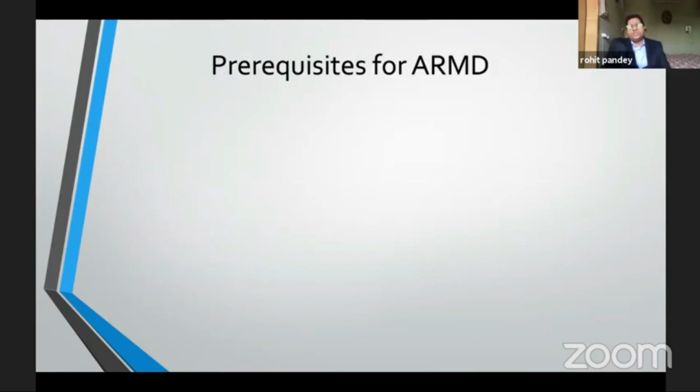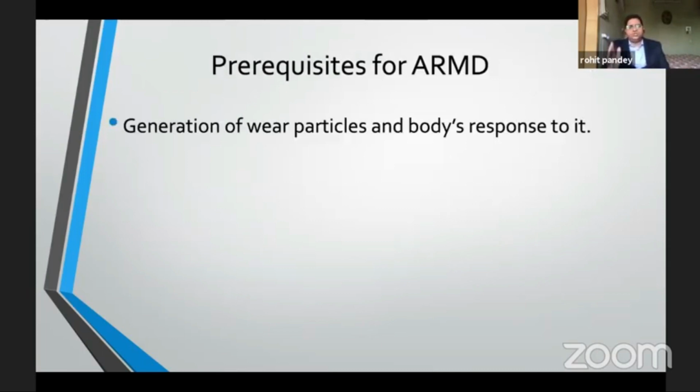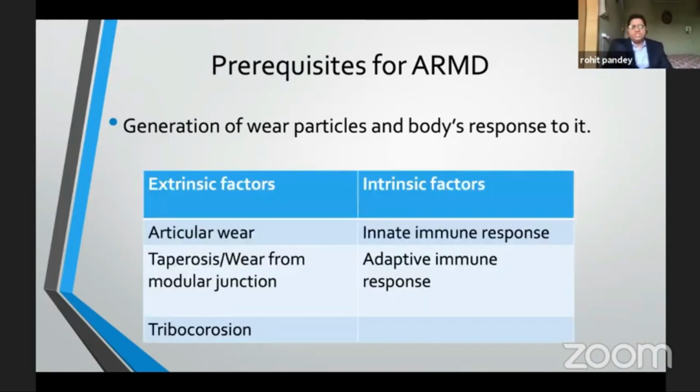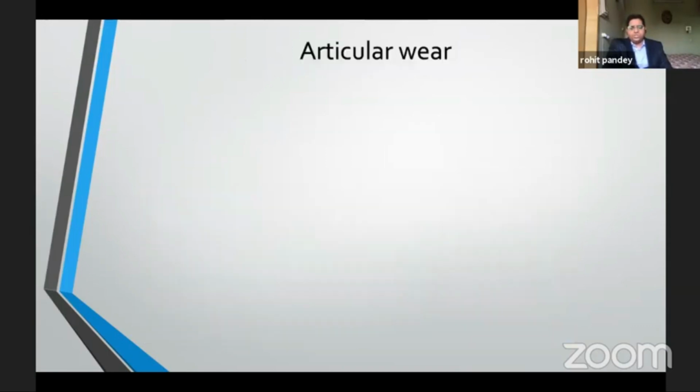What are the prerequisites for an adverse reaction? You should know that there should be generation of wear particles and there should be the body's response to it. This can be divided into either extrinsic factors or intrinsic factors. In extrinsic factors, you have articular wear, taperosis, and tribocorrosion, and in the intrinsic factors, you may have a hypersensitivity reaction, innate immune response, or adaptive immune response.